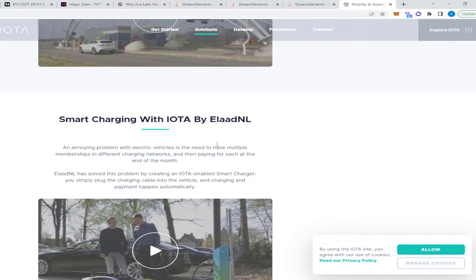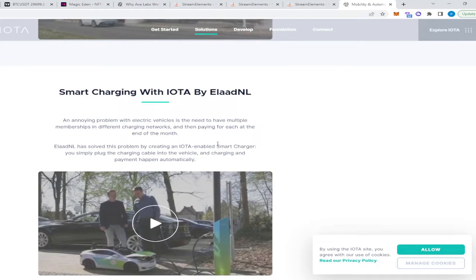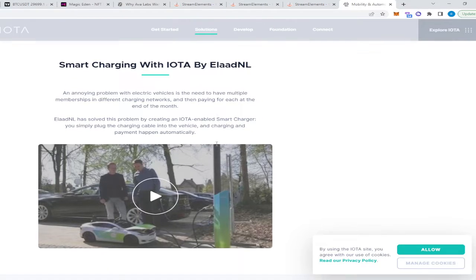Smart charging with IOTA. An annoying problem with electric vehicles is the need to have multiple memberships in different charging networks and then paying for each at the end of the month. ELAD NL has solved this problem by creating an IOTA-enabled smart charger. You simply plug the charging cable into the vehicle and charging and payment happen automatically.